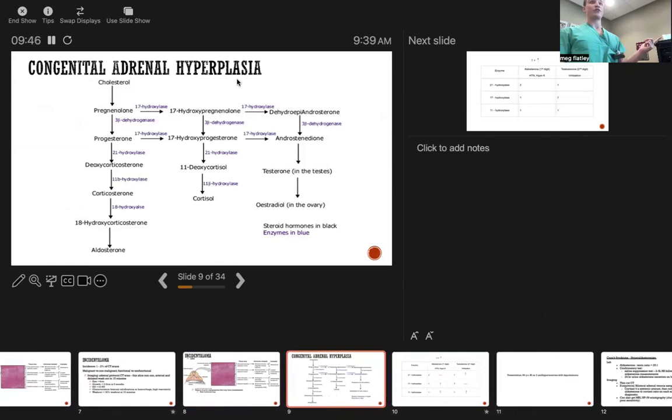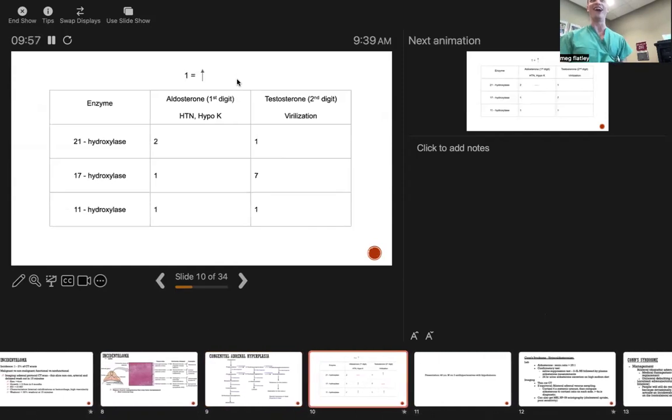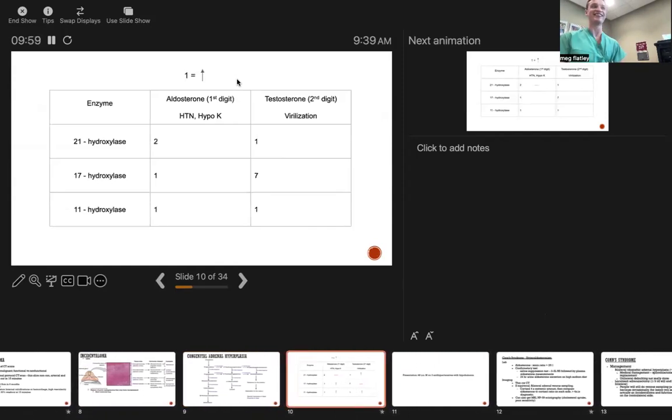The best way to really know congenital adrenal hyperplasia is just to memorize this chart. You know about this error chart? What? There's an error. Wow, that was satisfying. Yeah, I mean, warranted. Definitely warranted.